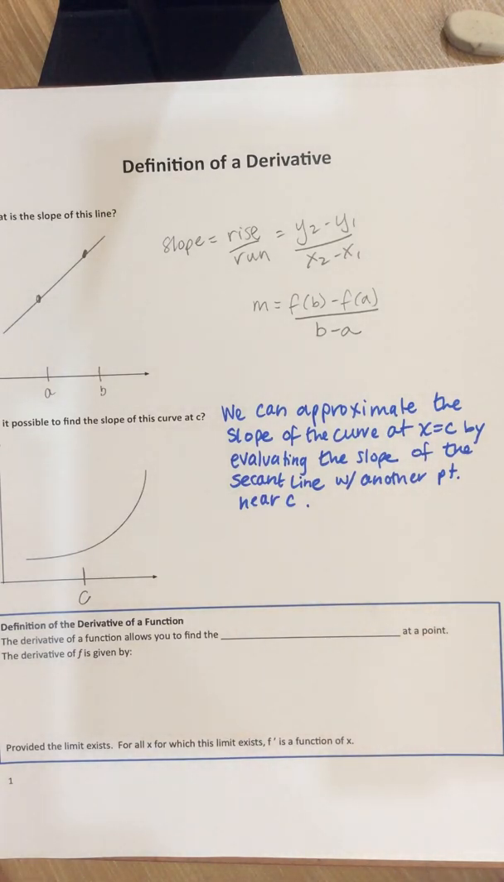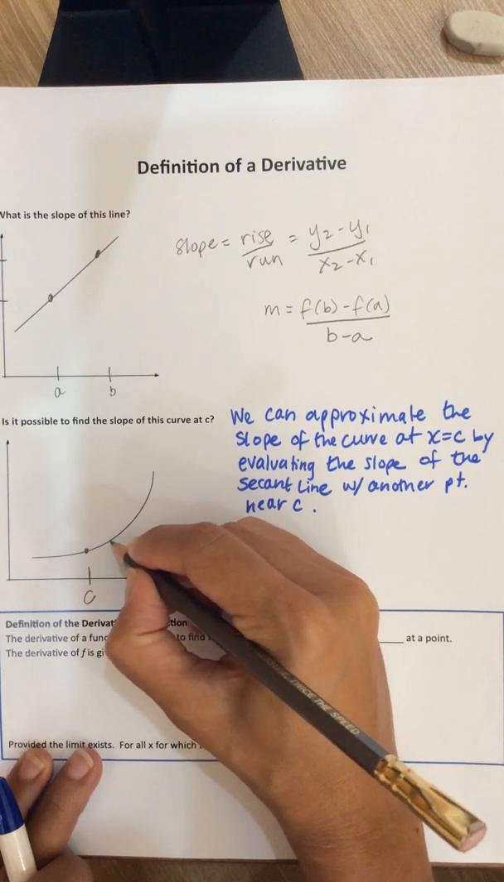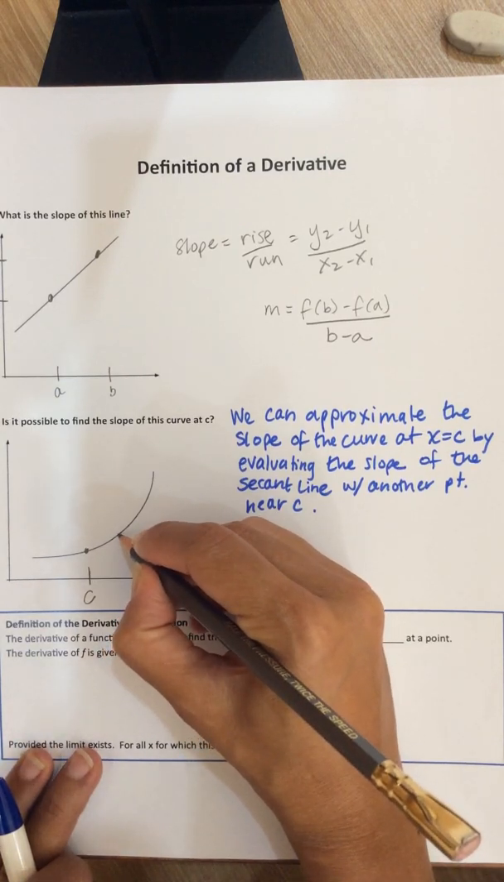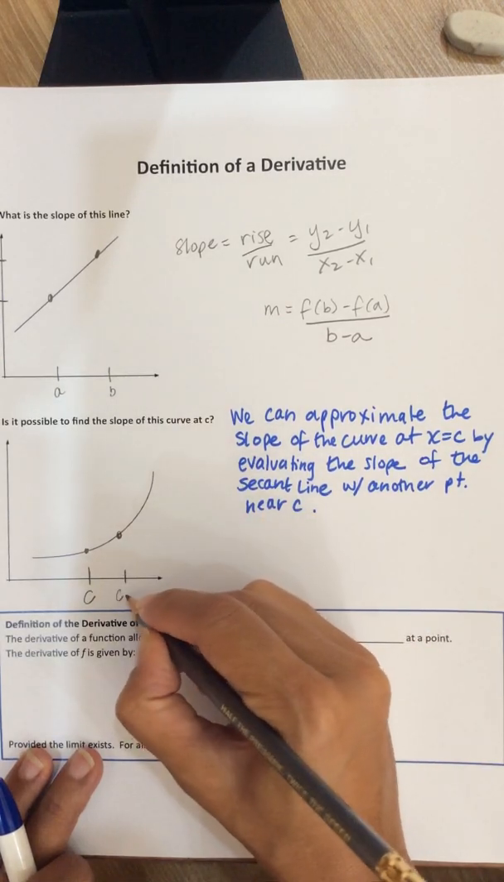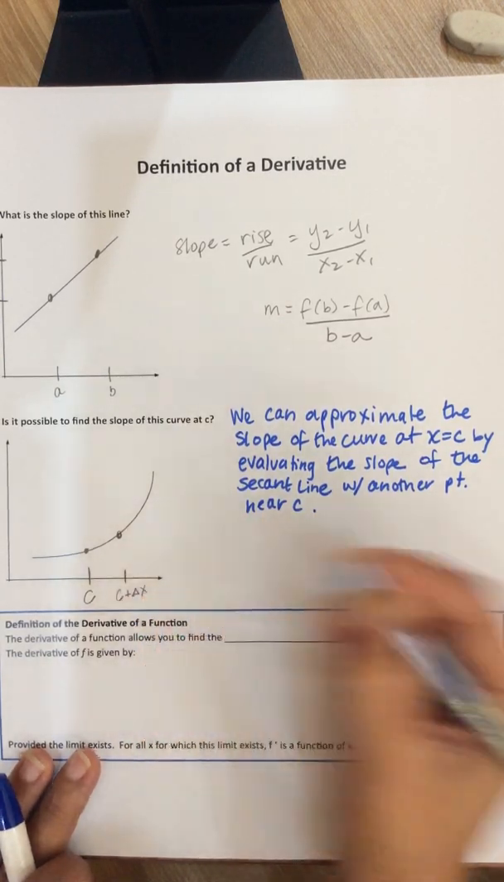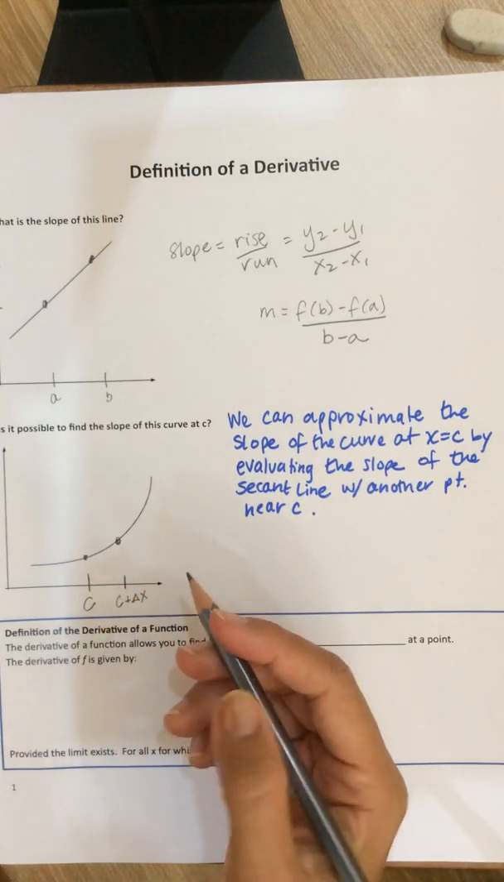So it's going to be an approximation, right? So let's pick another point that's near C. If this is where C is, I'm going to leave a little bit of space because I want you guys to be able to see. So I'm just going to pick this point. And we don't know what this is. This is C plus some change in x, but it's near C.